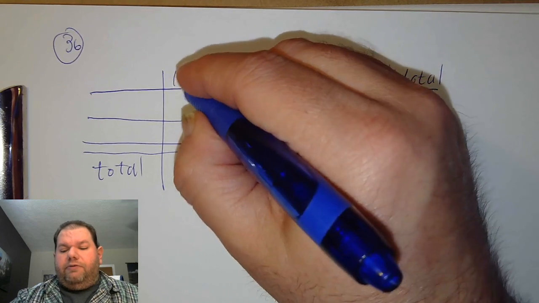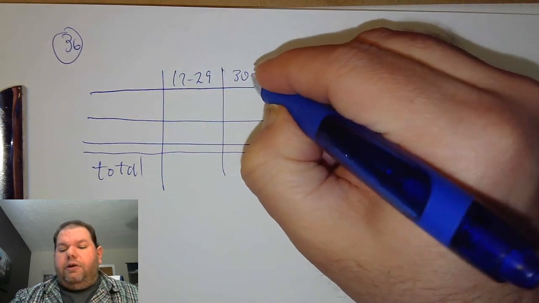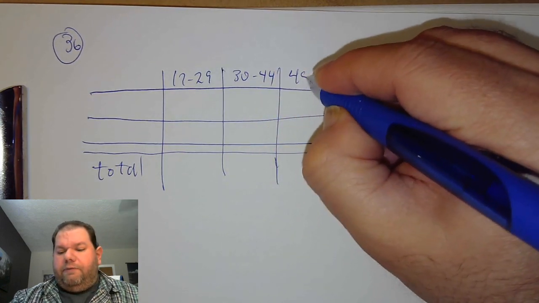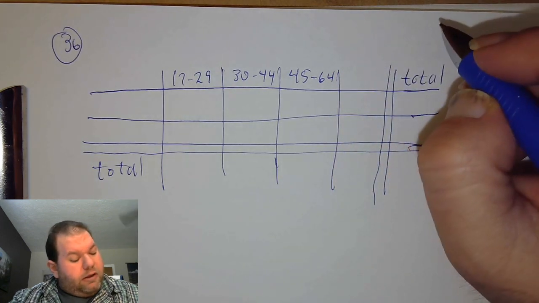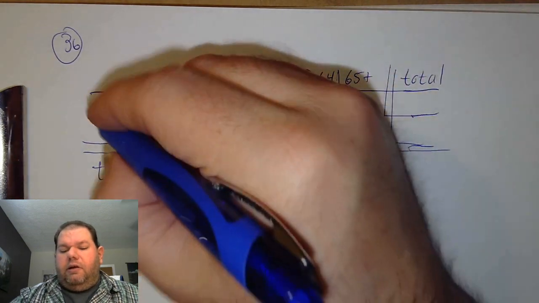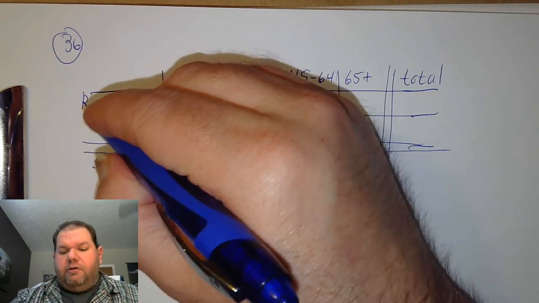We have different age ranges, 17 through 29, 30 to 44, 45 through 64, and 65 plus. And we have party affiliation, Republican and Democrat.